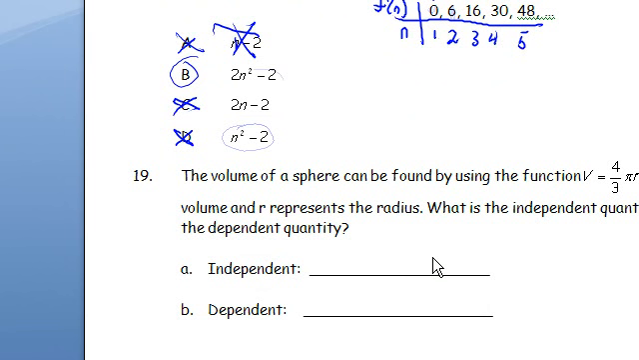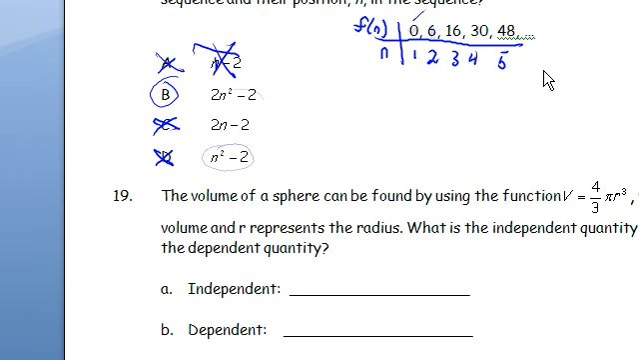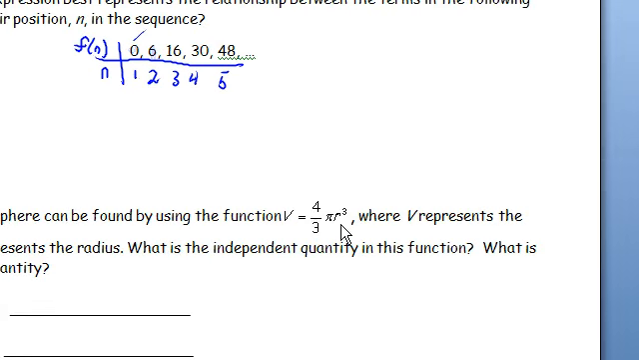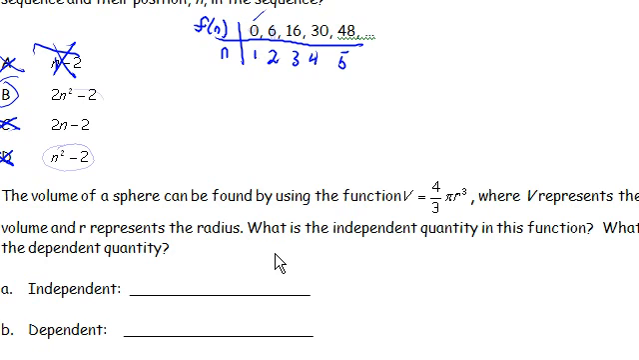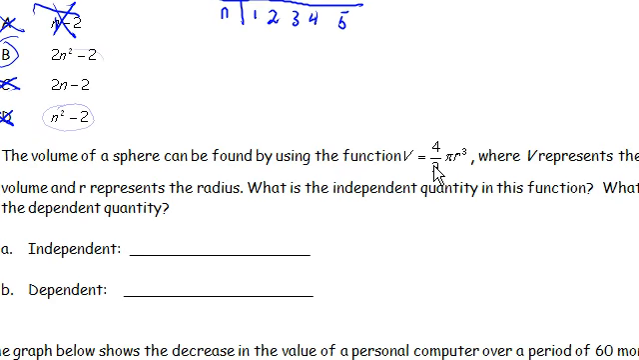Alright, let's talk about 19. The volume of a sphere, that's like a basketball, can be found by using the function volume equals 4/3 times pi times radius cubed, where v equals volume and r represents radius. What is the independent quantity of this function? What is the dependent quantity?